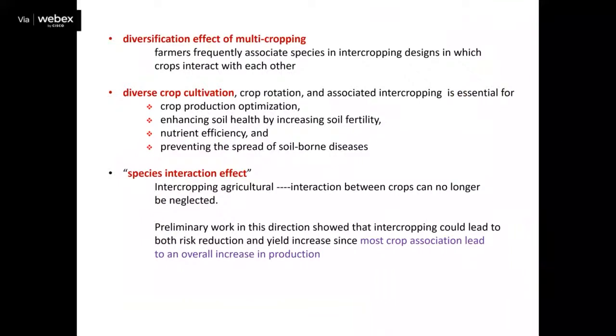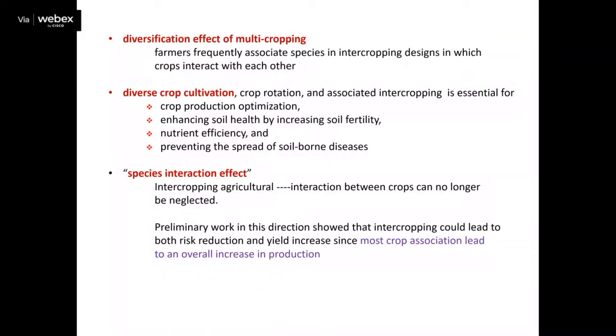Another thing I would like to stress is the species effect. Diversity in intercropping systems, diversity in crop cultivation, and diversity in crop rotation will lead to crop production optimization, enhancing soil health by increasing soil fertility and nutrient efficiency, and preventing the spread of soil-borne diseases. And when we grow more than one crop, there is no doubt this will lead to both risk reduction and yield increase, since most crop associations lead to an overall increase in production and yield.